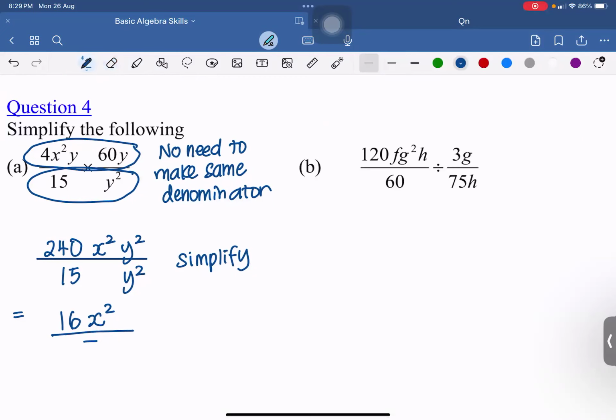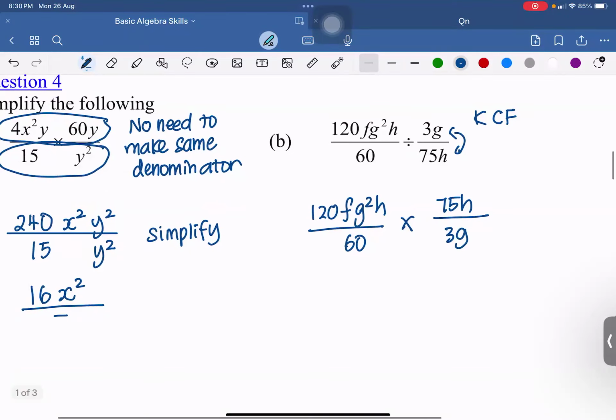My second student, give me what? KCF? Keep, change, flip. So division, no need to make the denominator the same, but we change it to multiplication. Multiply, then we flip the fraction, 75H, 3G. Okay, Elise, can you help me, what to do with my numerator? 120 times 75. Very good. 120 times 75. I got 9,000.